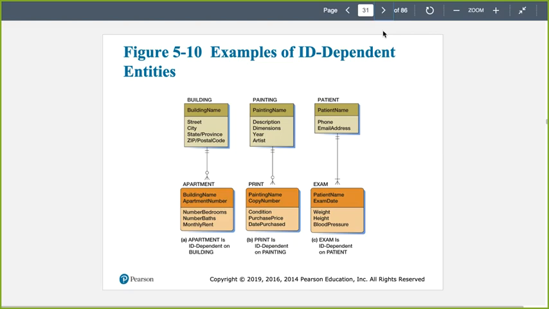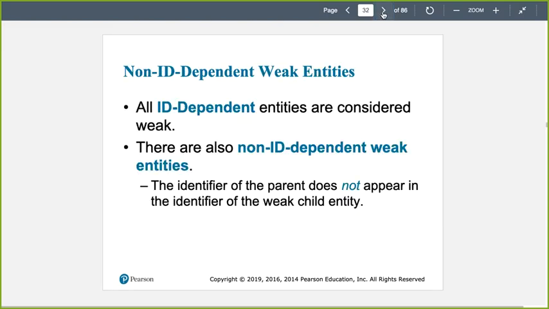So the light green, a third green color, represents a strong entity. The orange color entities are weak, right? And so on the top, building, painting, and patient are strong entities. Apartment, prints, and exam are weak entities. And again, a weak entity cannot exist unless the strong entity exists. So that's the basic concept here.